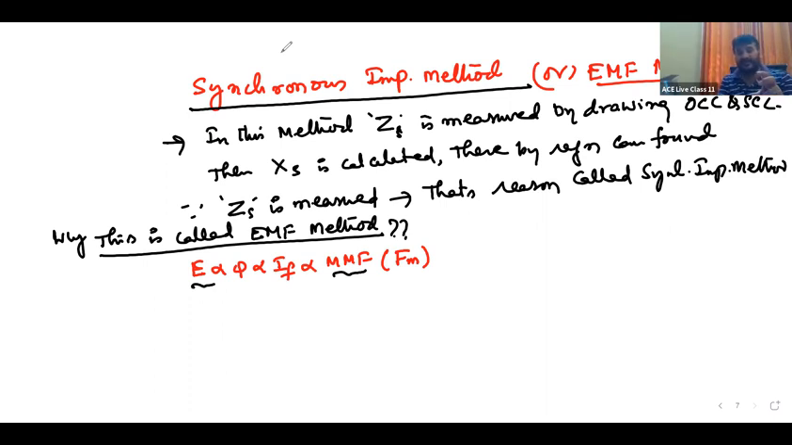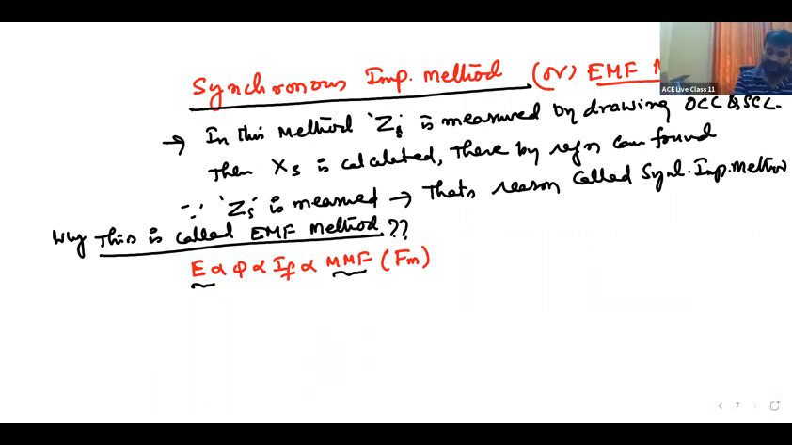But in this method, the entire drop is considered as drop due to armature reaction. The entire drop is represented with an EMF phasor. Leakage reactance and armature reaction both are represented with EMF phasors. That's the reason this method is called the EMF method. EMF phasors we are using.